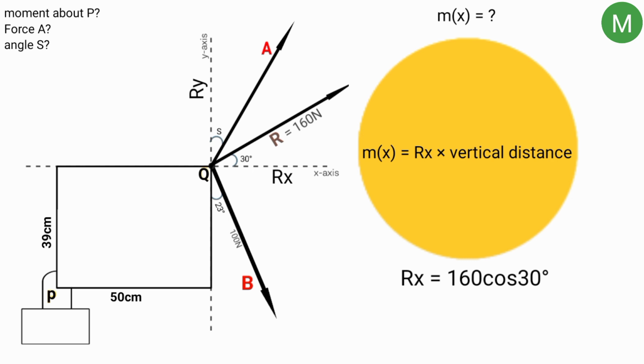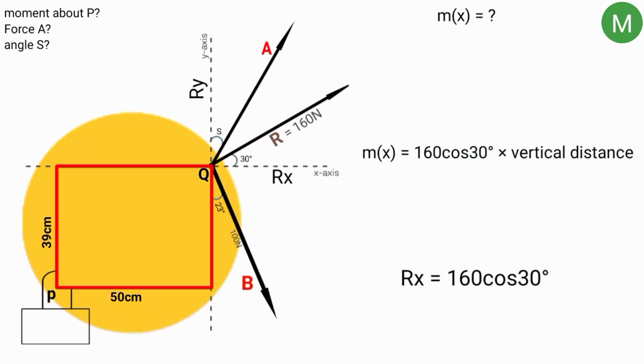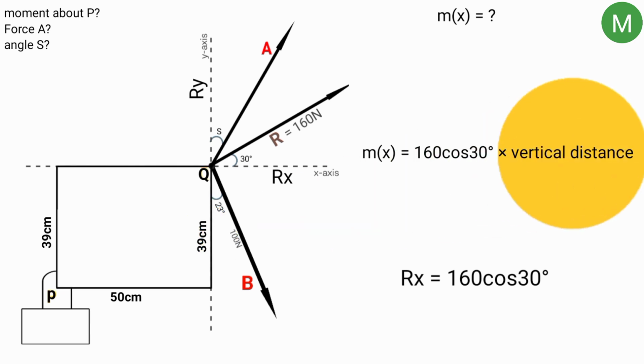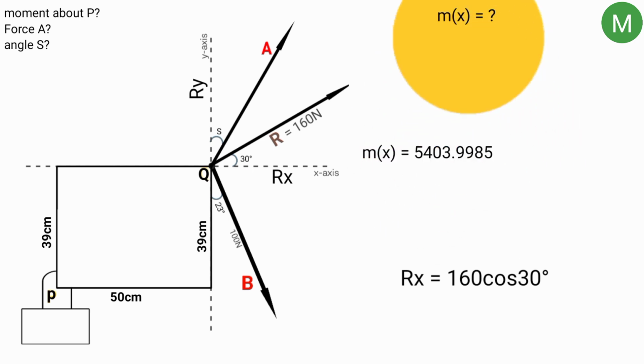So moment of x now equal to 160 cos 30 degrees times the vertical distance. Since the board is rectangular in shape and this side is 39 centimeters, this must also be 39 centimeters in length. So therefore, the vertical distance now is 39 centimeters. Now moment of x is 160 cos 30 degrees times 39, which is 5403.9985. So therefore, moment of x equal to 5403.9985 Newton centimeters.